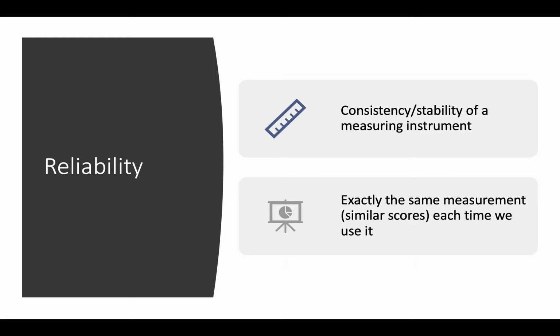Well, reliability refers to the consistency or stability of a measuring instrument. If a measure is reliable, we would get the exact same measurement every single time we use it. Let's take a look at an example, and I'm going to refer to this throughout the entire lecture. There's a scale known as the Beck Depression Inventory that gives a measure of how depressed someone is. Over decades of research, this measure has been proven reliable because they get consistent and stable results using it over and over, and it's become kind of the gold standard for measuring depression.